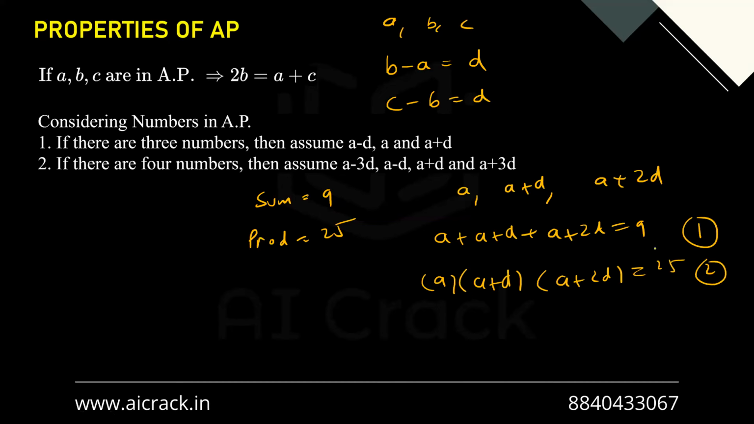Now with the first equation, we'll be getting a relation between A and D. In the second equation, we'll be getting a cubic equation in A, right? So it becomes very difficult to solve, right? Agreed? Now let's take the suggested method.